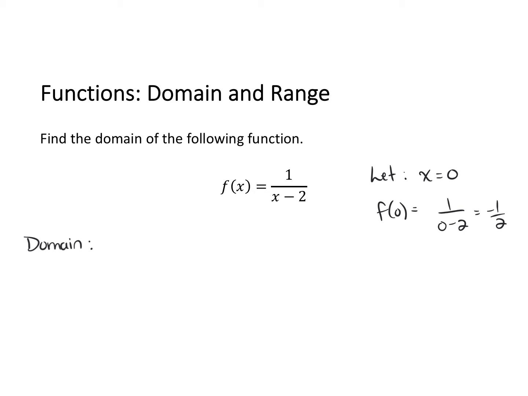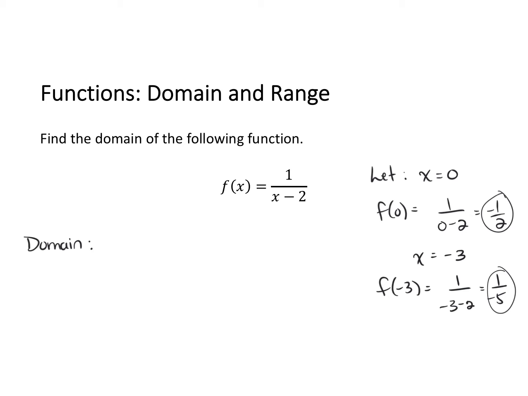Then we say, okay, could x be a negative number? What if x was negative 3? Then f of negative 3, we would have 1 over negative 3 minus 2, which is 1 over negative 5, which is another real number. So x could be negative 3, and the list could go on and on. Remember, the domain represents all the values that x could be so that this function exists, meaning this function has an output value, such as negative 1/2 or negative a fifth.